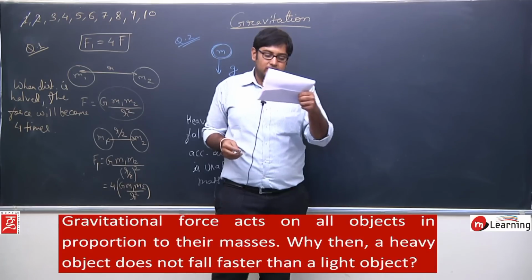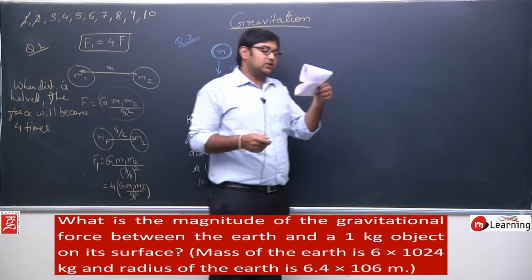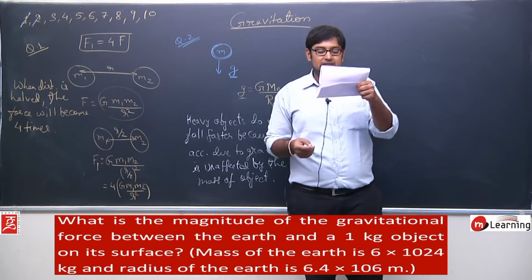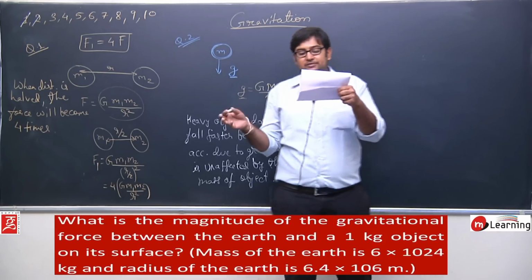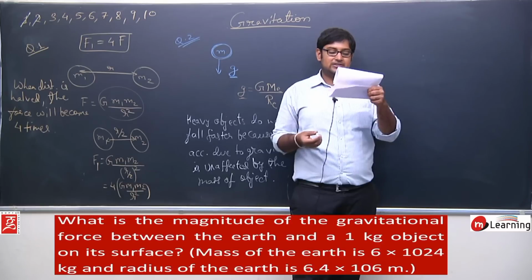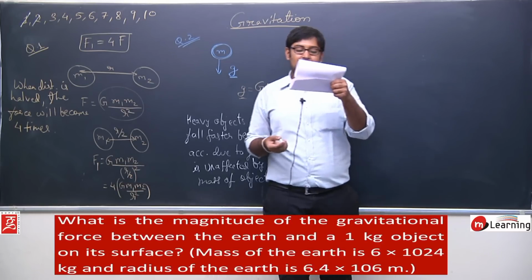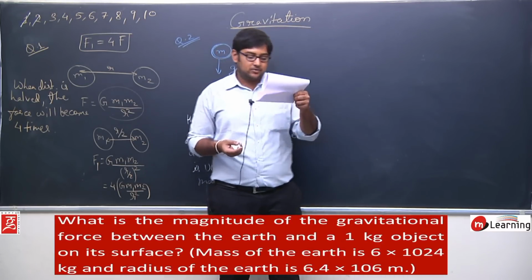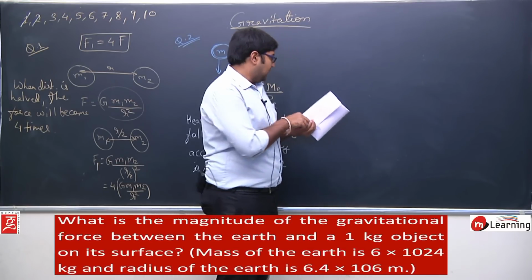Now moving to the third one, it says: what is the magnitude of the gravitational force between the earth and a 1 kg object on its surface? So there is an object which is kept on the surface of the earth, then what is the magnitude of the gravitational force that is acting on that object?